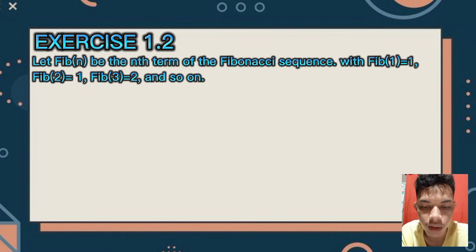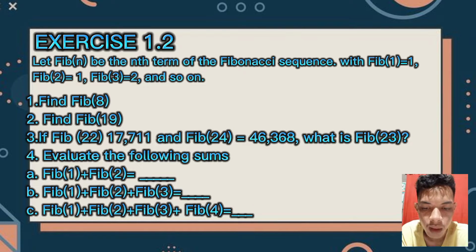So next, exercise set 1.2. Let Fib n be the nth term of the Fibonacci sequence with Fib 1 equal to 1, Fib 2 equal to 1, and Fib 3 equal to 2, and so on. Question number 1. Find Fib 8. Question number 2. Find Fib 19. Question number 3. If Fib 22 is equal to 17,711 and Fib 24 is equal to 46,368, what is Fib 23?